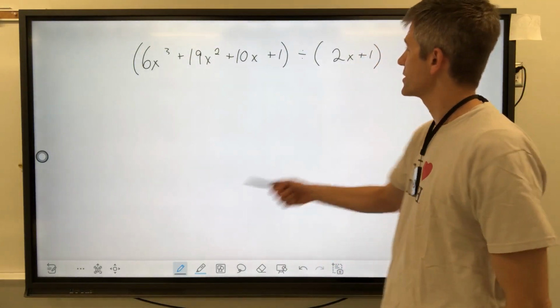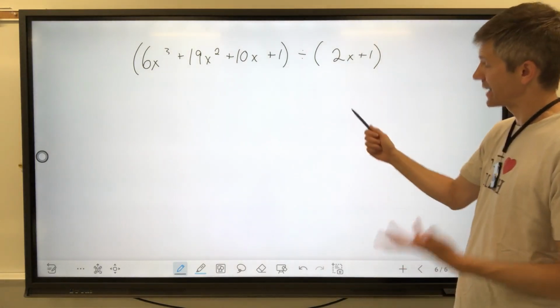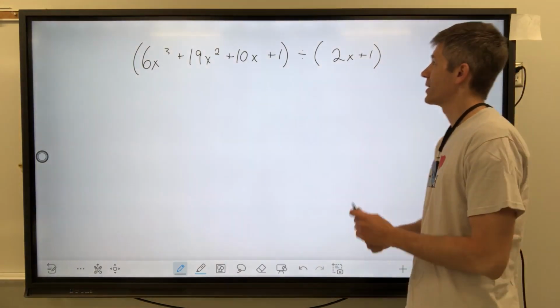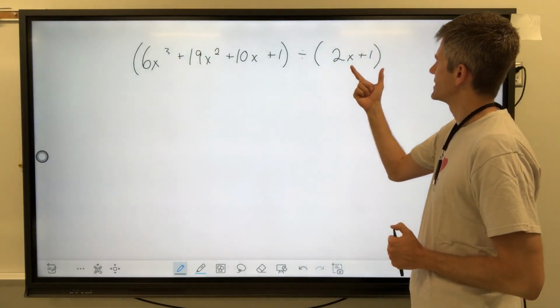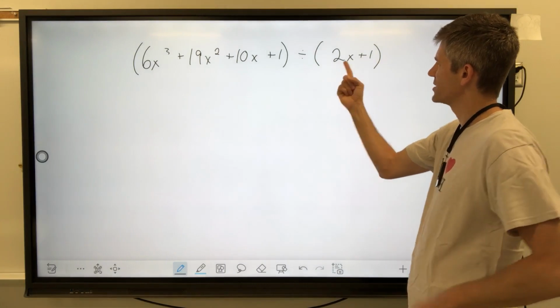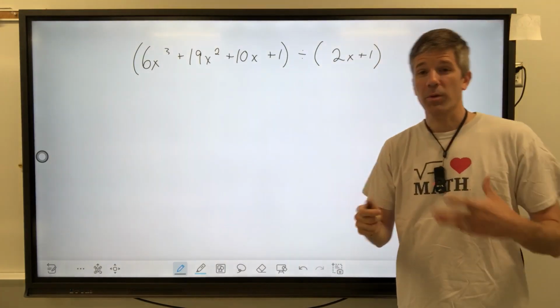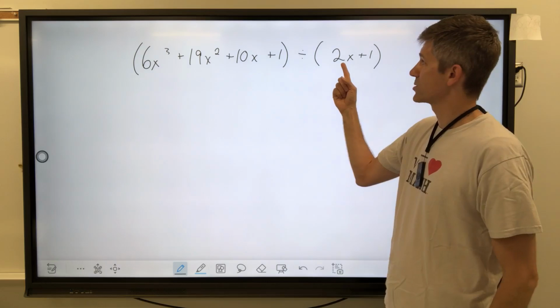Okay, we have a polynomial. It's divided by something that's linear. Now, here's the catch on this one. The divisor is 2x plus 1. There's not an understood 1 here. So up until this point with our synthetic division, we have had an understood 1 there.